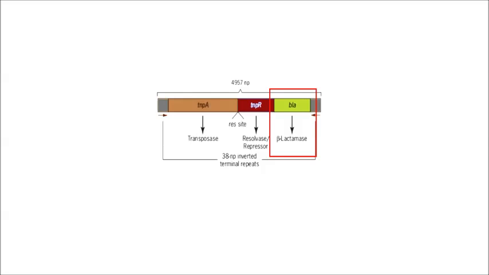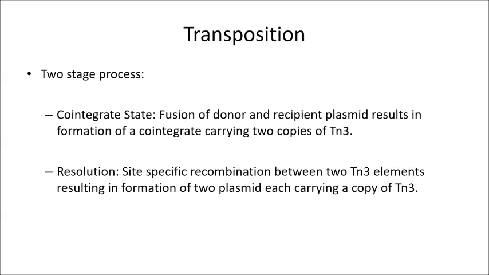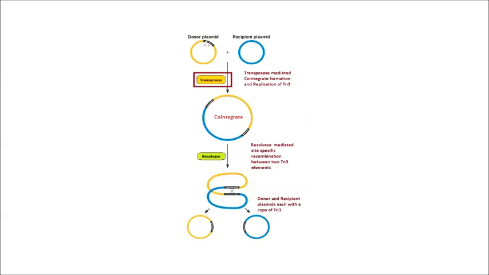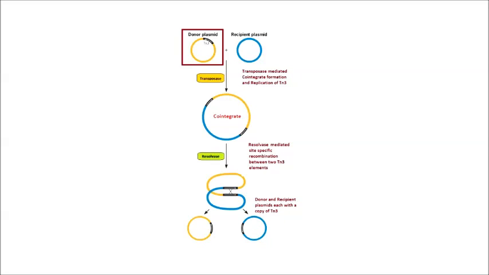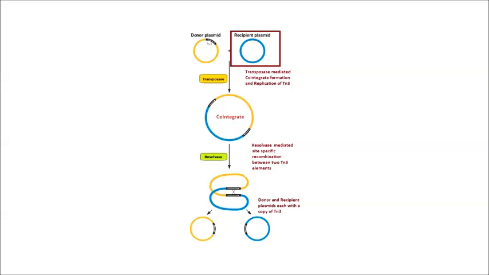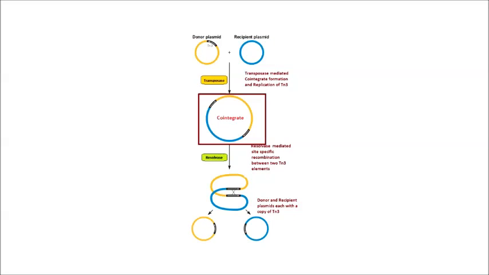This beta-lactamase confers resistance to the antibiotic ampicillin, and the other two proteins, transposase and resolvase, play important roles in transposition. Now, transposition of the Tn3 transposon occurs in two stages. During the first stage, the transposase enzyme mediates the fusion of two circular molecules, for instance, two plasmids, one carrying Tn3, the donor plasmid, and the other not carrying it, the recipient plasmid. And this resulting structure is called a cointegrate. During the formation of the cointegrate, Tn3 is replicated. One copy of Tn3 is inserted at each junction between the original replicons, that is, where the two plasmids have fused. And these two copies of Tn3 are oriented as direct repeats.